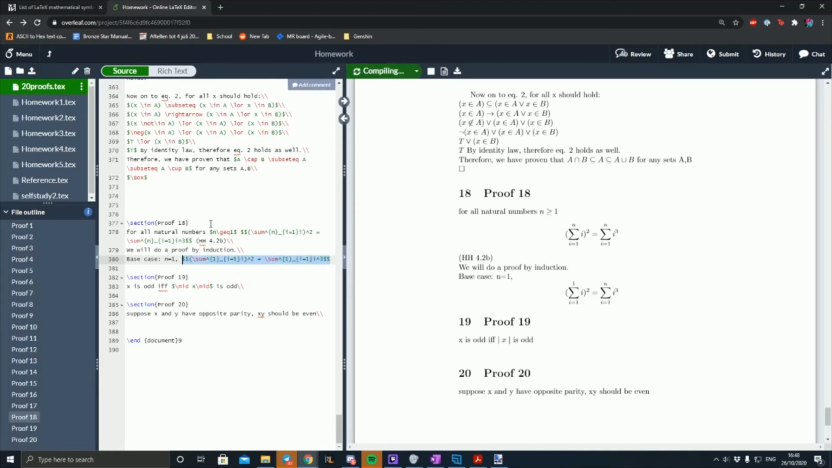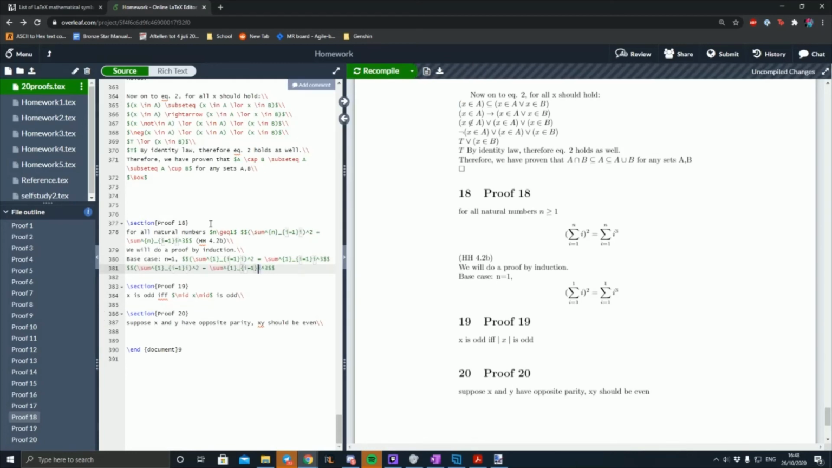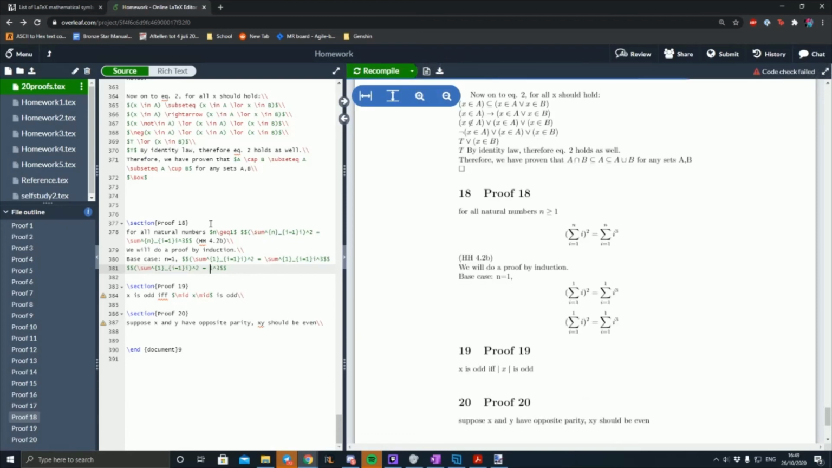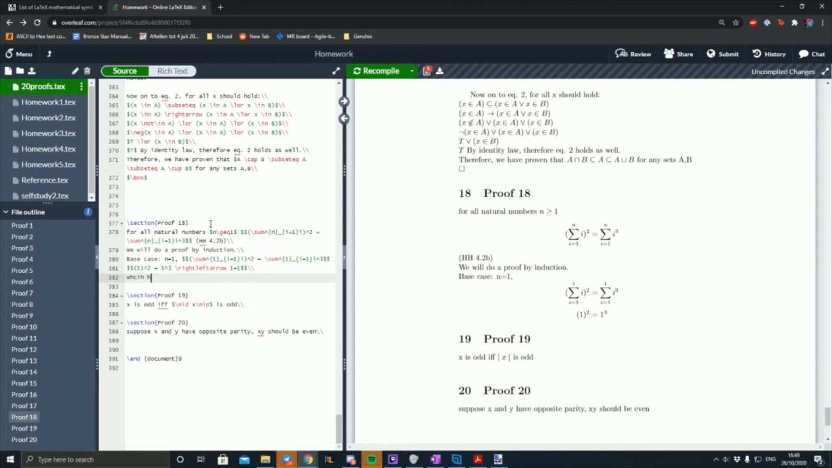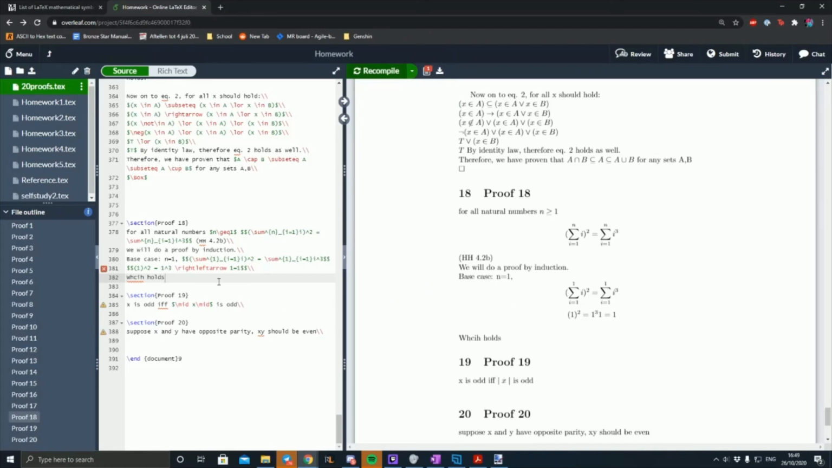Which is the same as saying 1 cubed is equal to 1 squared. Right arrow, left arrow, 1 is 1, which holds. Oh, right, left arrow, left, right arrow. Okay, so our base case holds.